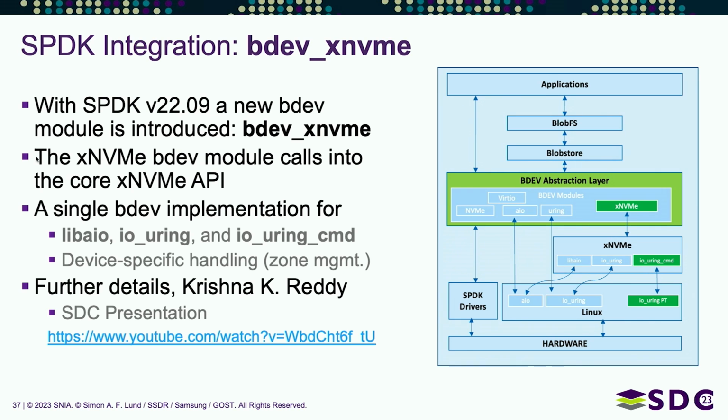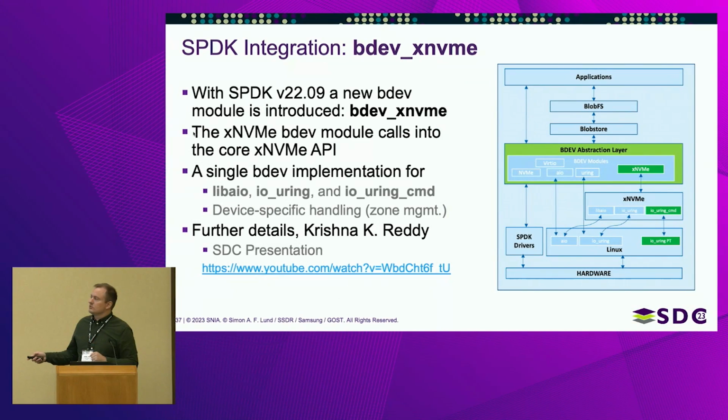We have the uring command infrastructure, and we have xNVMe as a way of thinking about commands and submitting them using that infrastructure. To tie that into SPDK, that happened with SPDK version 22.09 and the introduction of BDEV xNVMe. What's illustrated here is that with a single BDEV xNVMe, you get access to libaio, iouring, and iouring command as a potential replacement for the current BDEVs in SPDK called BDEV AIO and BDEV uring. For details on this, my colleague Krishna Reddy presented this at SDC earlier.